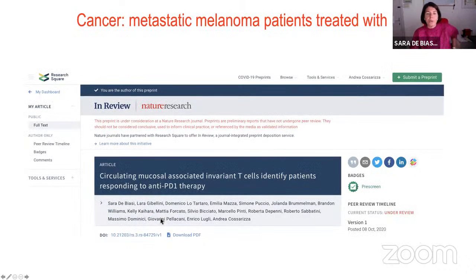And I want to share with all of you data we published. We recently published, the paper is submitted to Nature Communications, and we hope to receive news soon about this paper, in which we studied PBMCs isolated from metastatic melanoma patients treated with immune checkpoint inhibitors. And what we found is that circulating mucosal associated invariant T cells can identify patients who responded to anti-PD-1 therapy.